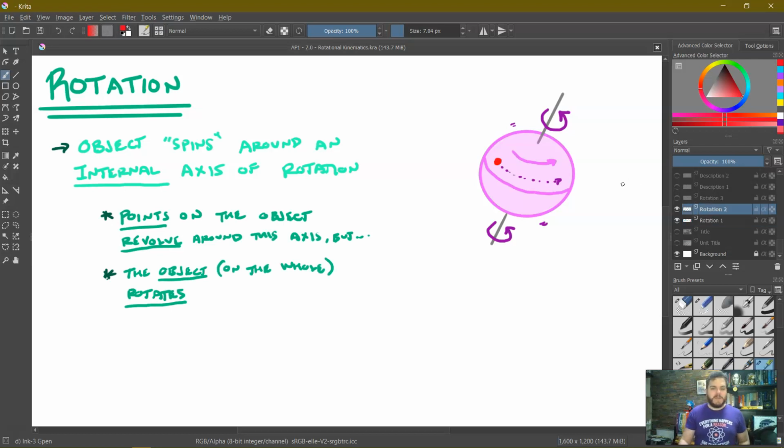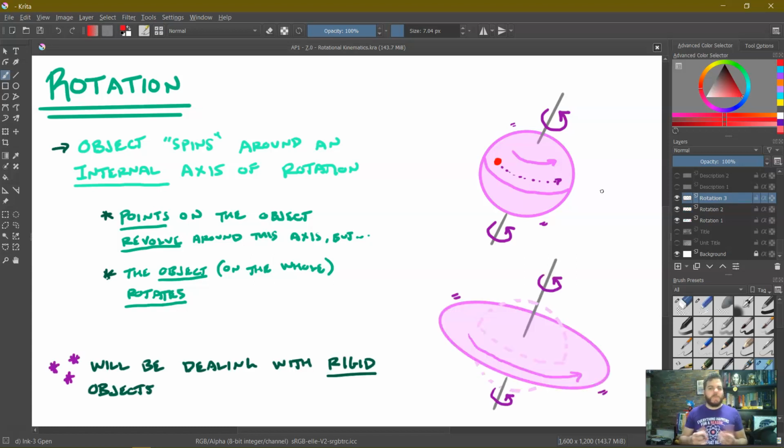Now, a couple things here is that we want to be careful of whether we're talking about the object itself or points on the object, because the entire object is spinning, so on the whole it is rotating, but if we look at one point on the object, that point is going to be revolving around this axis of rotation, so we just need to be real clear about what specifically we're referring to. And additionally, just as a quick note, we're going to be dealing with what are known as rigid objects, for the most part. What we mean by that is as they rotate, they do not change their shape.